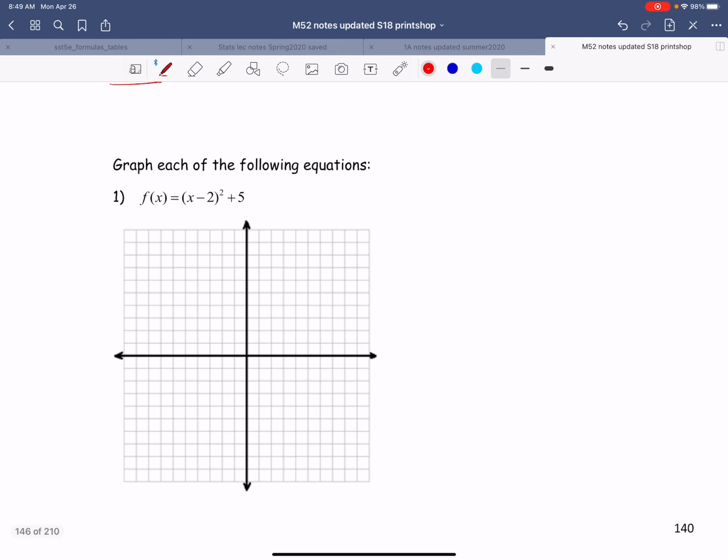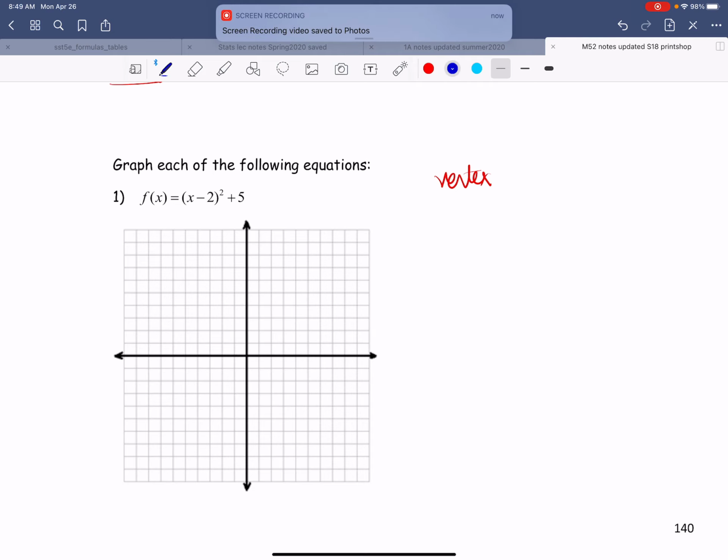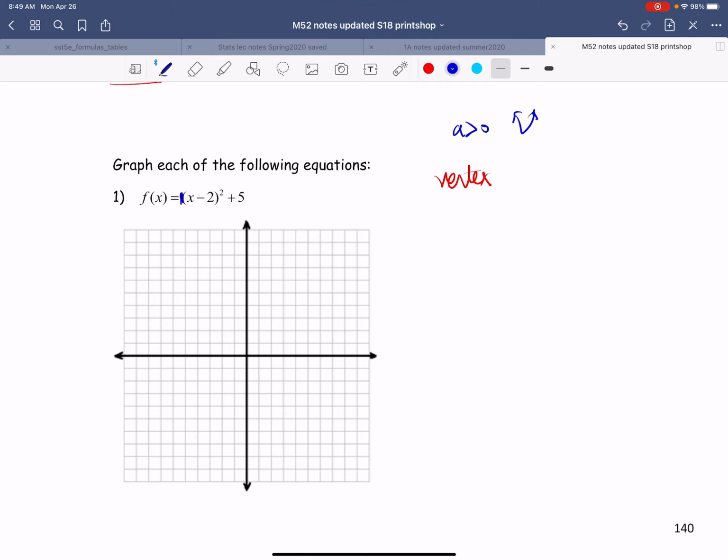Here's the first example we're going to graph. The first step is to identify the vertex. Actually, before that, let's think about whether the parabola opens up or down. Well, I do have a positive 1 here. So a is greater than 0. That means the parabola opens up. It's an upward opening parabola.